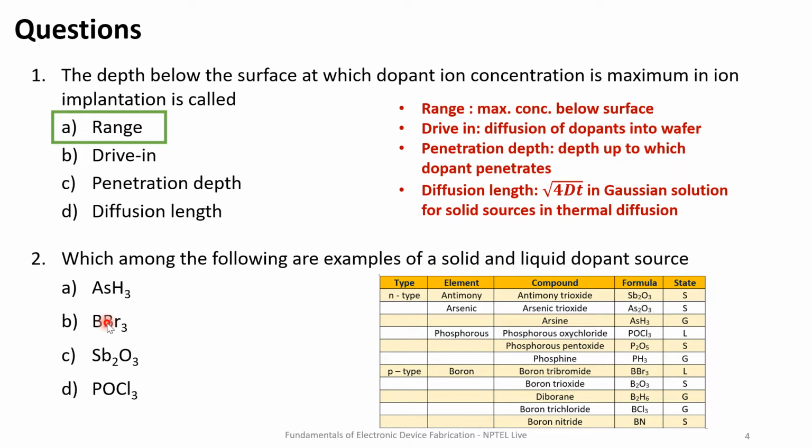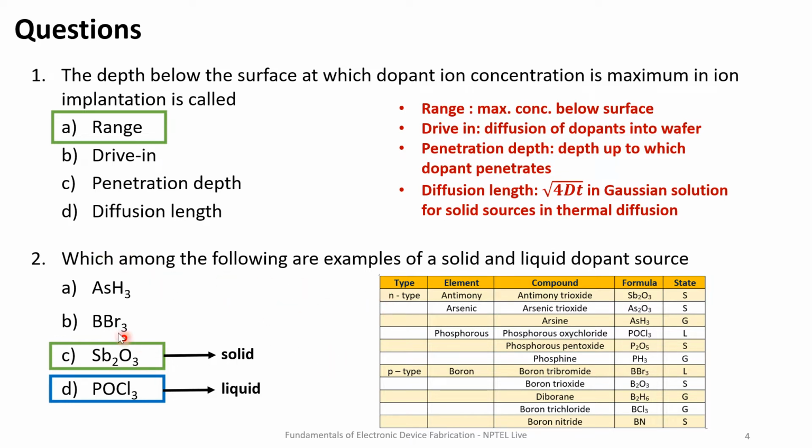B is not the correct answer. POCl3 is liquid and Sb2O3 is solid. BBr3 is also a liquid, but AsH3 is a gas. So this is the thing: when multiple choice questions are there, more than one answer might be correct. You'll have to give your answer like one is solid, next is liquid, this is again liquid, and so on. So is that clear?